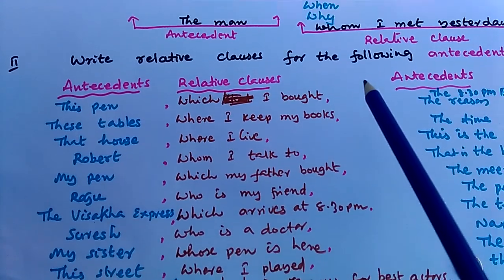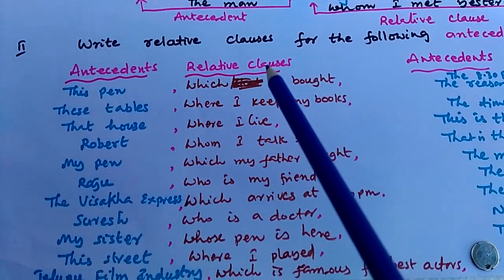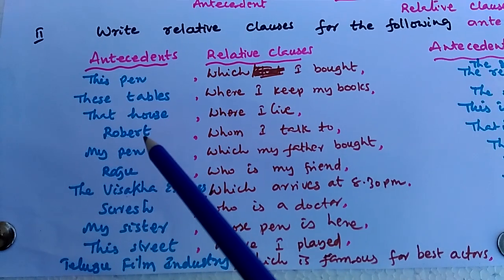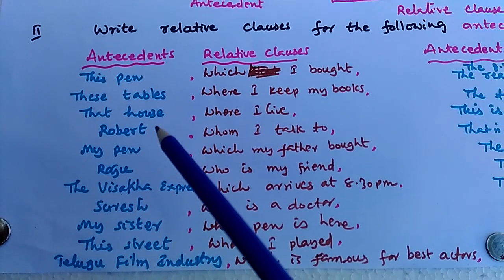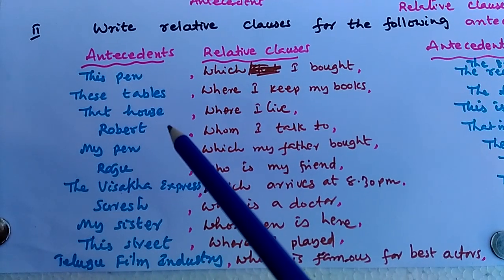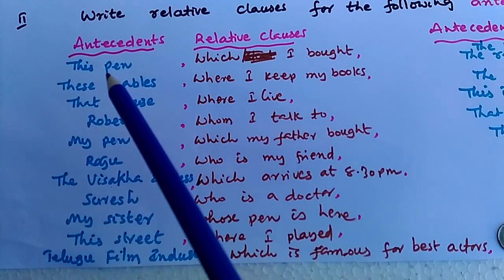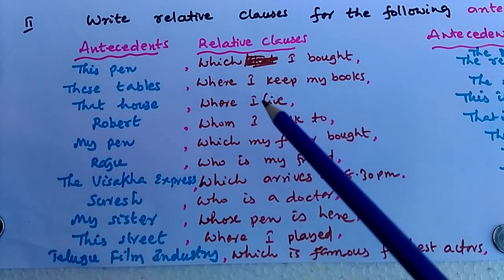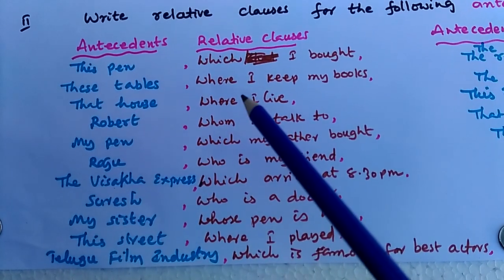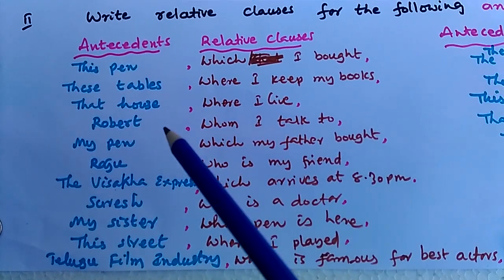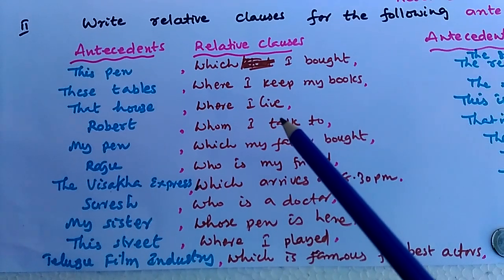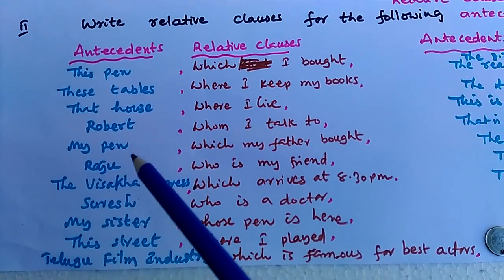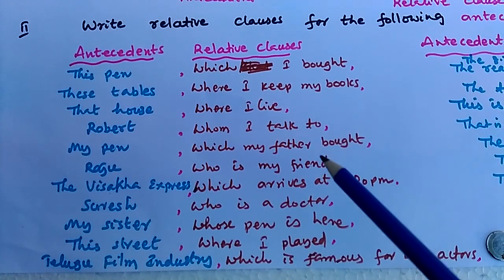Write relative clauses for the following antecedents. Let us first give the students some antecedents and they may be encouraged to come out with their own answers. Those answers may be like this. For example, this pen. They may come up with which I bought, like this. These tables, where I keep my books. That house, where I live. Robert, whom I talk to. My pen, which my father bought.